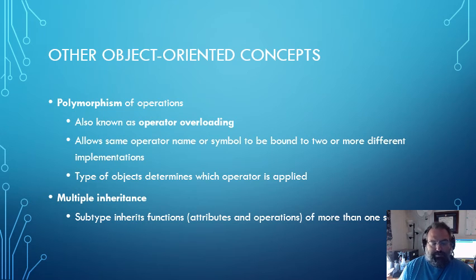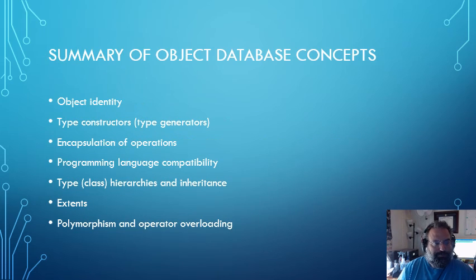You have multiple inheritance. This is where a subtype inherits functions, attributes, and operations from more than one supertype. Not every language or database allows such things. Sometimes they restrict you to single inheritance because it gets complex if you do multiple. A summary of the object database concepts: you have this concept of an object identity, some way of finding that object in a unique way. Type constructors, these are type generators. Encapsulation of operations, programming language compatibility, type and class hierarchies and inheritance, extents and polymorphism, and operator overloading.